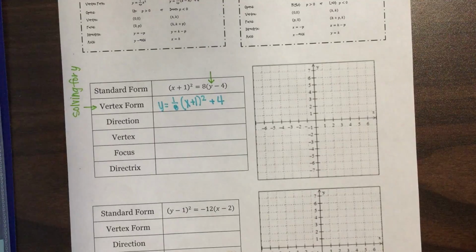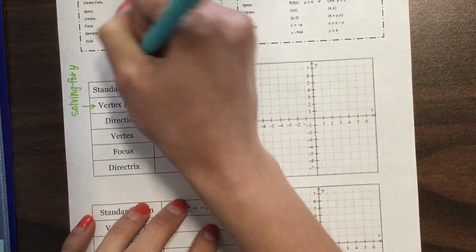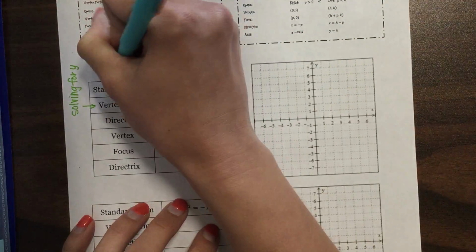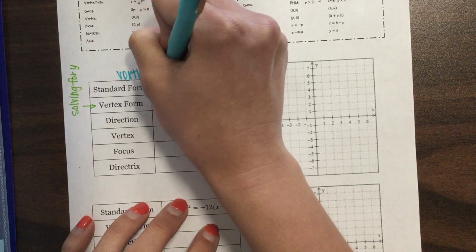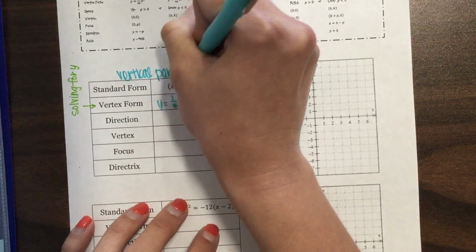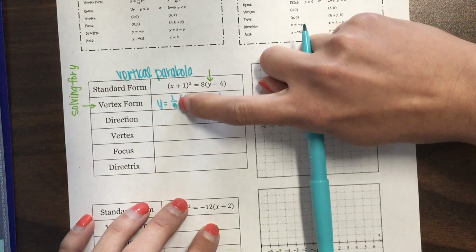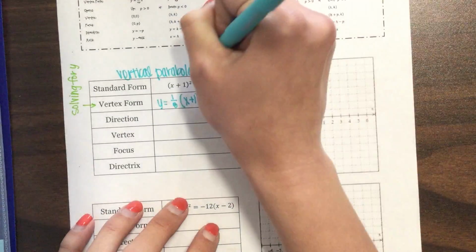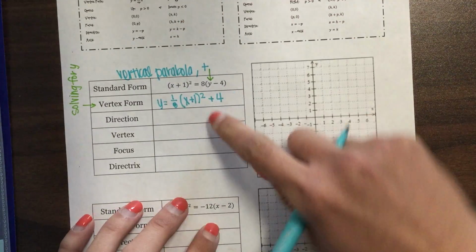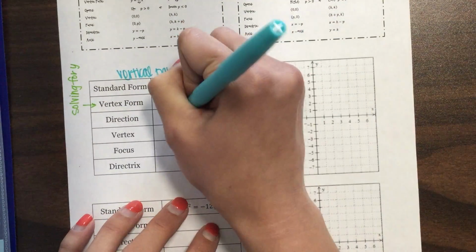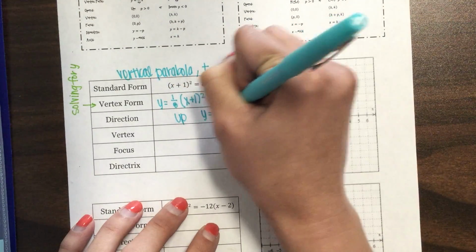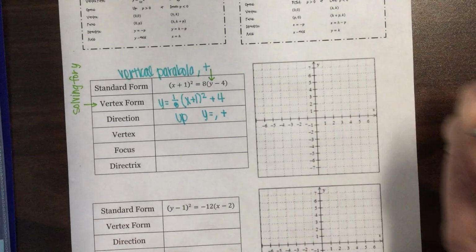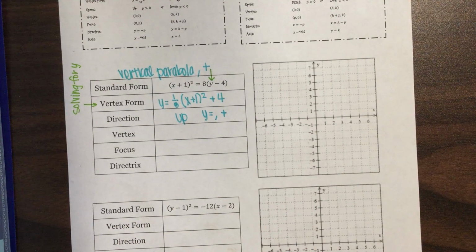Now I need to find the direction that this is going. So this is y equals, which means it's a vertical parabola, so it's going to go up or down. And this first number right here, 1/8, is a positive 1/8. So that means it's going to go up. So this is up because it's y equals and it's positive. So it's going up.